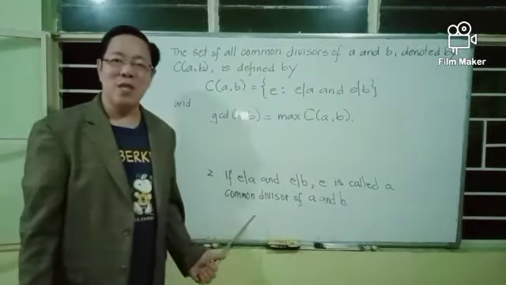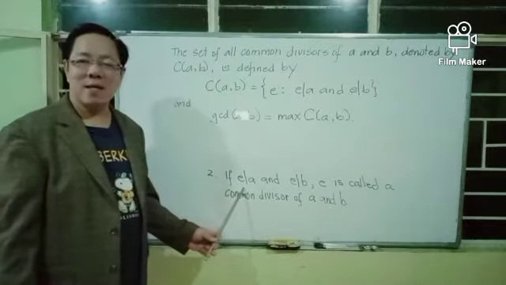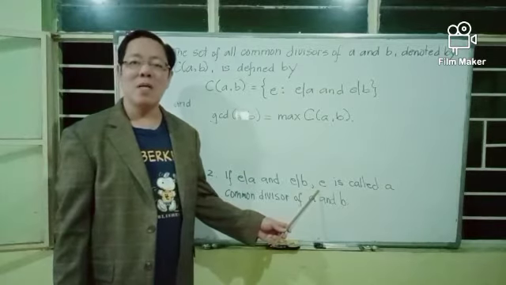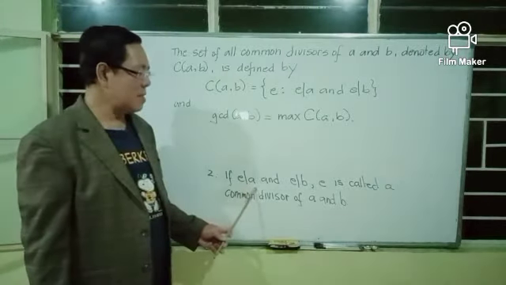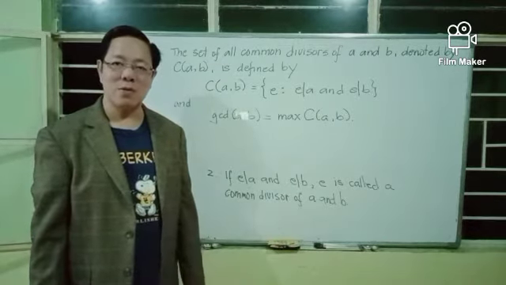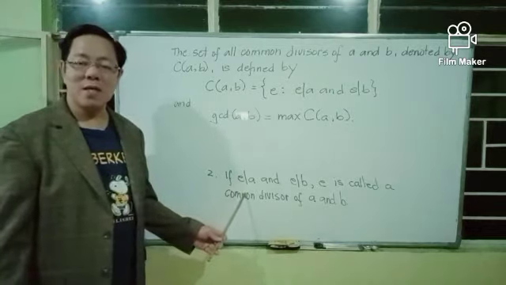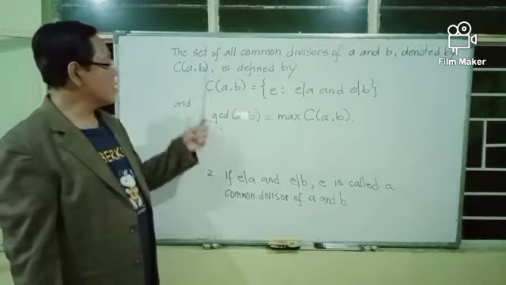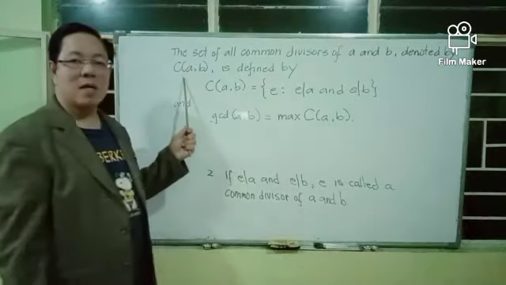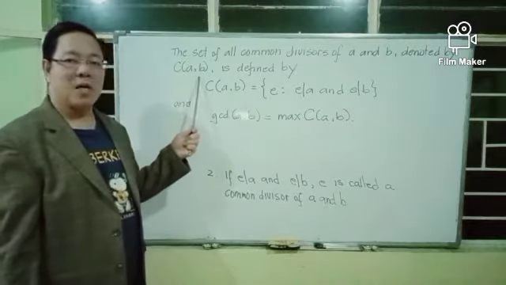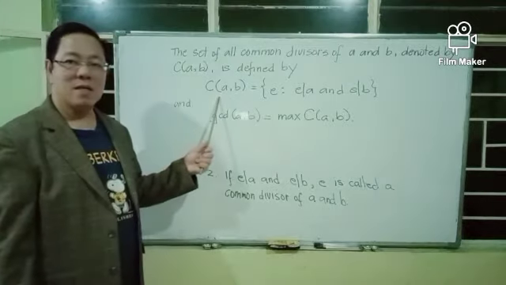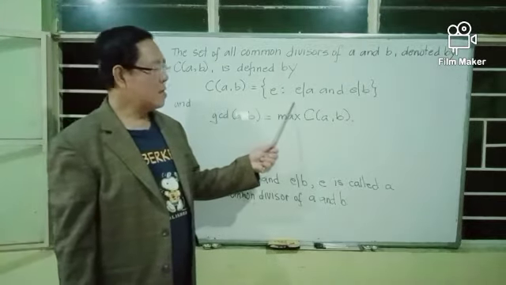We continue note number 2. We are given that E divides A and E divides B, and we call E a common divisor of the integers A and B, where A is not equal to 0 or B is not equal to 0. And the common divisor E here is also an integer. The set of all common divisors of A and B is denoted by capital C, C of A, B. And this set of common divisors of A and B is defined using this set notation.